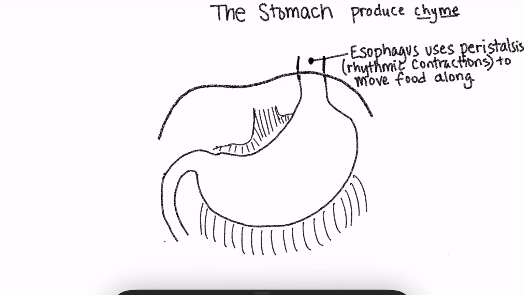And when the food arrives at the diaphragm, the esophagus actually makes a hole through it. I'm going to highlight this. This right here is a skeletal muscle called the diaphragm. It's very important in breathing.